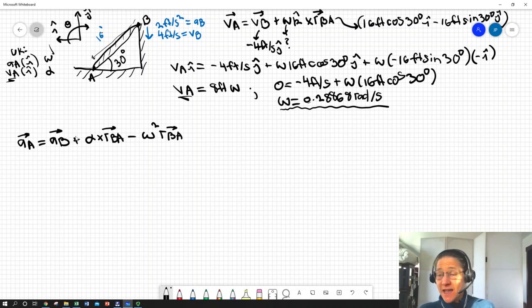So we're going to do the same exact thing we did before. We're going to plug in what we know. This is, of course, two expressions in one. There's an i hat component and a j hat component of this expression. So basically this is two equations. And we're going to again invoke the fact that the acceleration at point A only has a component in one direction. So we basically have two equations here, and we have the unknown alpha, and then we have the magnitude of acceleration, because we already know the direction. It's only in the positive i hat direction in this case. So two equations and two unknowns.